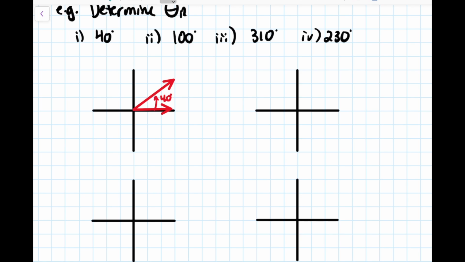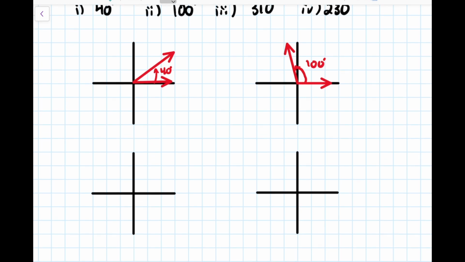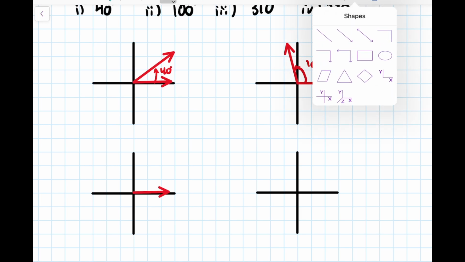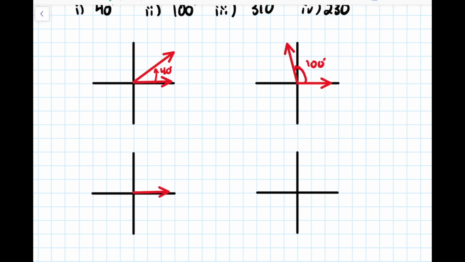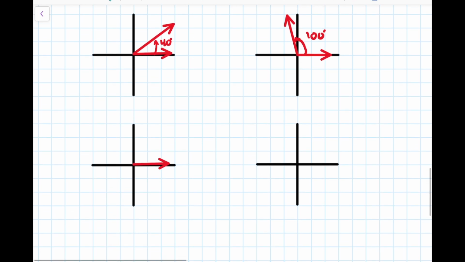Our second angle is 100. That's going to be in quadrant 2, but that's going to be pretty close up against the axis, right? So 100 is pretty close to 90. We'll say maybe somewhere around there. 310, that's going to be in quadrant 4. And that's also going to be pretty close to the middle, but a little bit less. This is 315, so 310 should be just a smidge off of that.